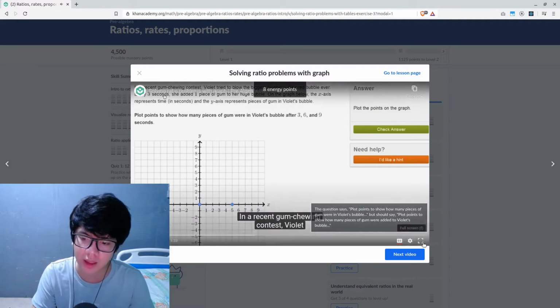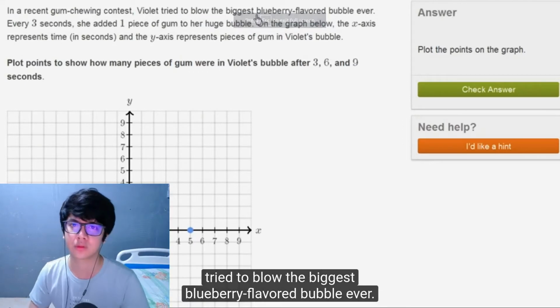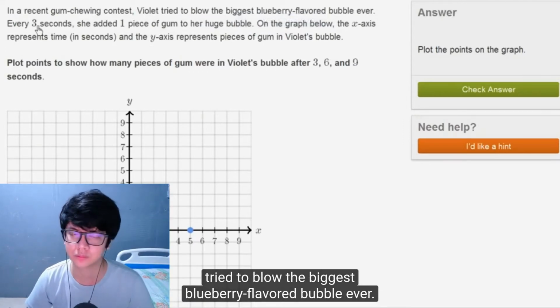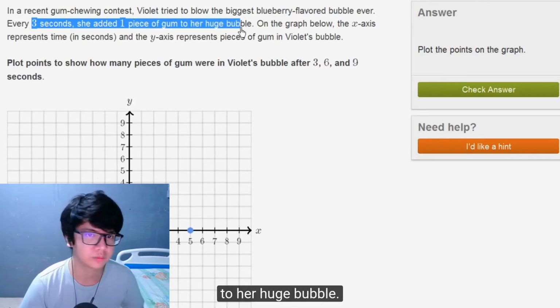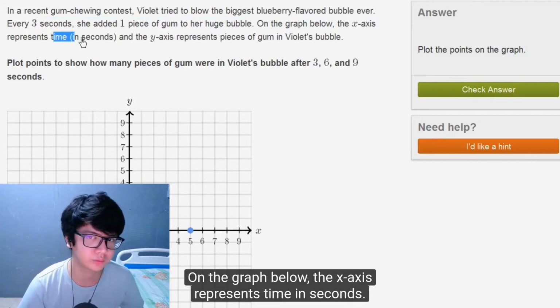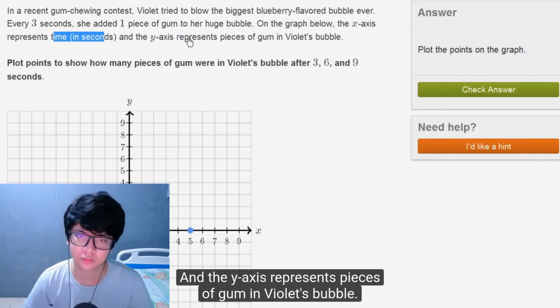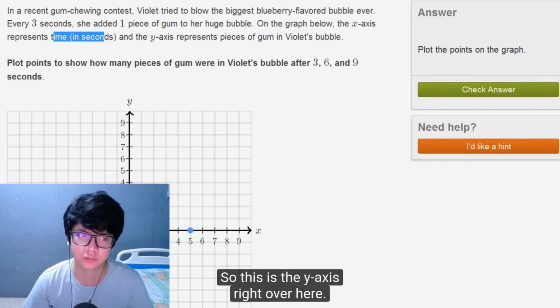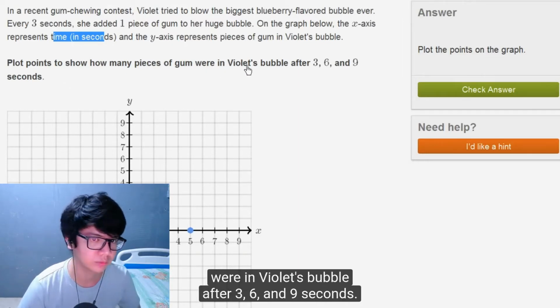In a recent gum chewing contest, Violet tried to blow the biggest blueberry flavored bubble ever. Every 3 seconds, she added 1 piece of gum to her huge bubble. On the graph below, the x-axis represents time in seconds, so this right over here is our x-axis. And the y-axis represents pieces of gum in Violet's bubble. So this is the y-axis right over here. Plot points to show how many pieces of gum were in Violet's bubble after 3, 6, and 9 seconds.